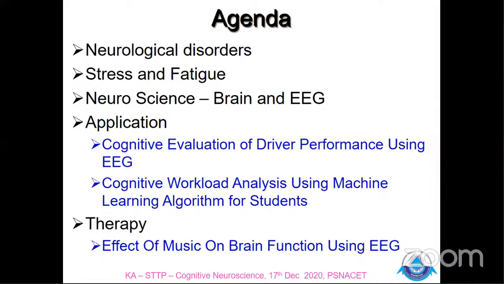Similarly, we discuss some of the application side, the work already carried out under my supervisor. One application is cognitive evaluation of driver performance using EEG. Using brain signals, we can find out the driver's performance and alertness state, whether drowsy or alert, and stress, all these things we can evaluate.